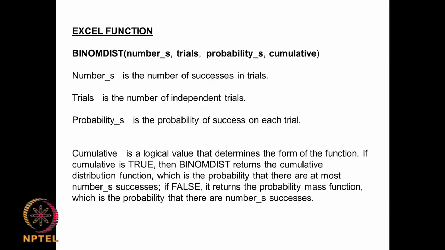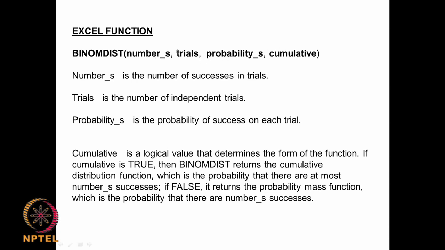Okay, now you can do the same calculation using Excel as well. Excel has a function called binom distribution. This is the function, binom distribution. There are 4 terms inside it. Number S is the number of successes, trials is the total number, and probability S is the probability, and cumulative, you can say true or false. If it is false, it gives you the exact number, whereas if you put true, it gives you a cumulative number.